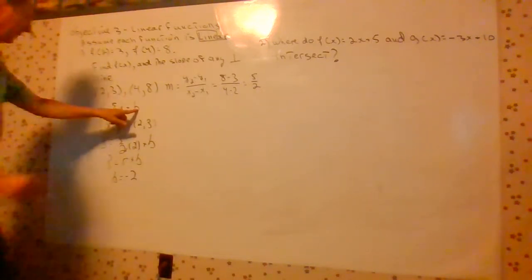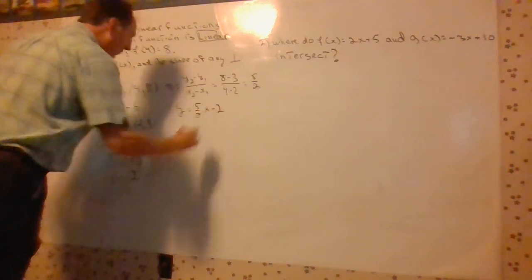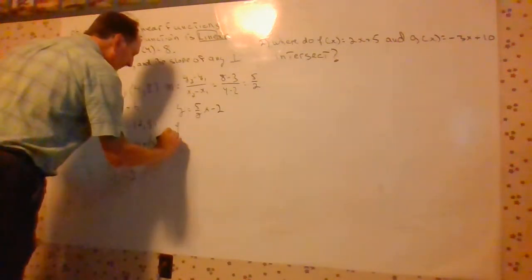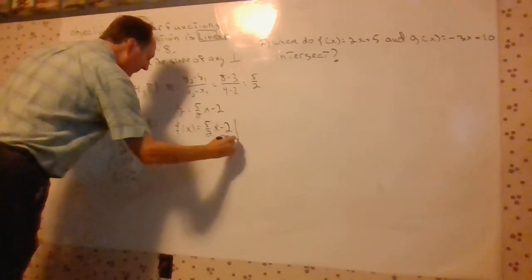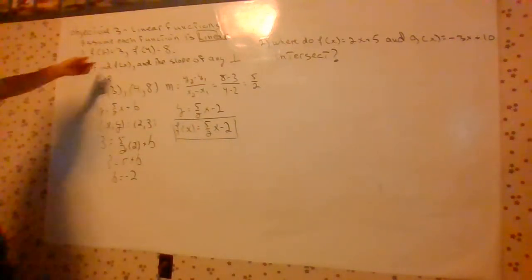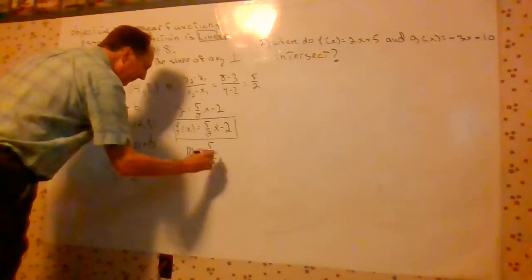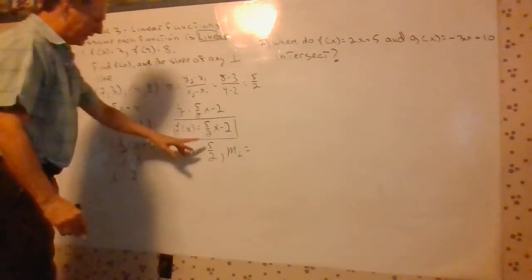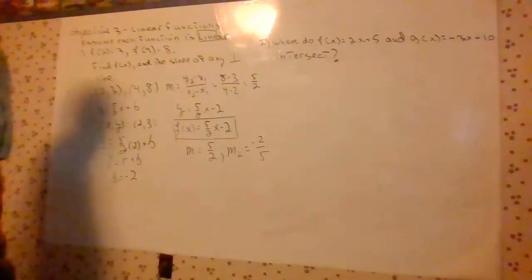And so we can substitute negative 2 back in. y equals 5 halves x minus 2. And of course, if we use the f of x notation, f of x equals 5 halves x minus 2. And that's our first answer. Second of all, we want the slope of any perpendicular line. If the slope is equal to 5 halves, and perpendicular is a negative reciprocal, so it's just negative 2/5. As simple as that.